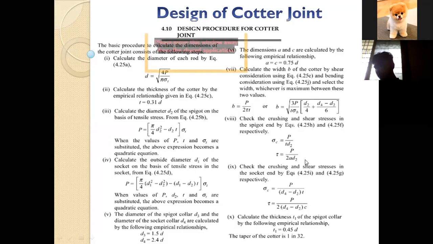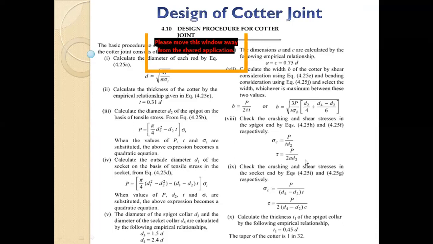Okay, and the last stage is to similarly check the failure of your socket. Again, sigma C is P upon D4 minus D2 into C, the crushing stress. Now just try to imagine your socket. What is the area in front of your quarter?